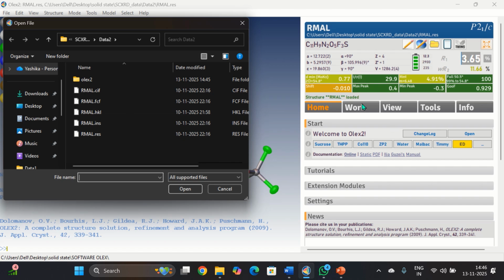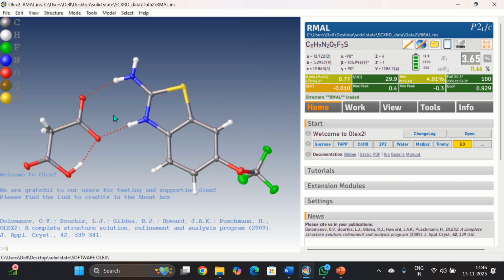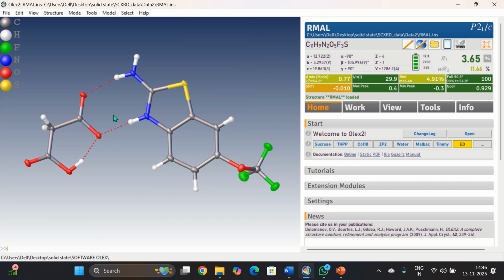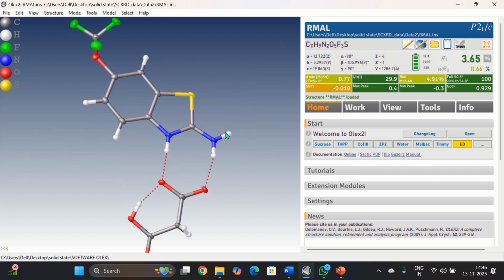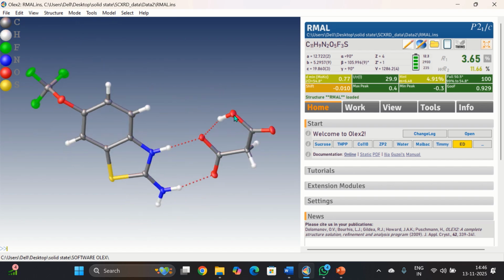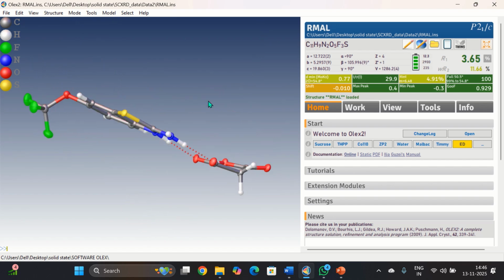After generating the report, once you click on refinement again, you can get the CIF file of the same structure that we have generated. So here, HKL and INS file, once you click on it, you can get the electron density diffraction pattern available. It's not showing because I have already solved the structure of this drug.